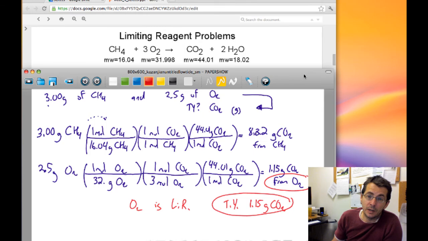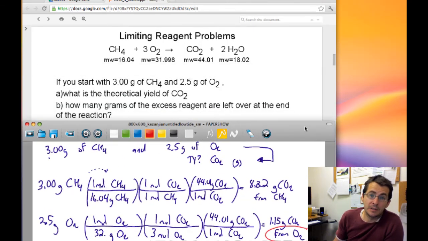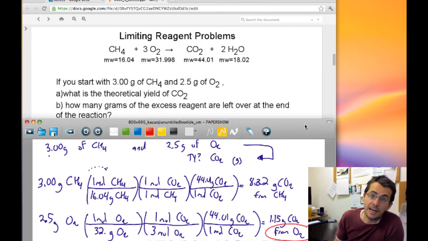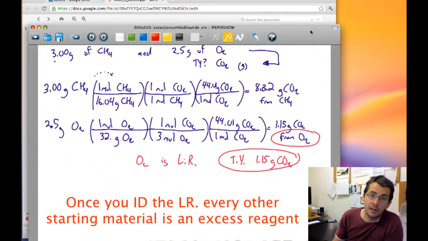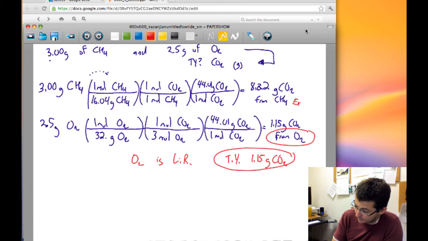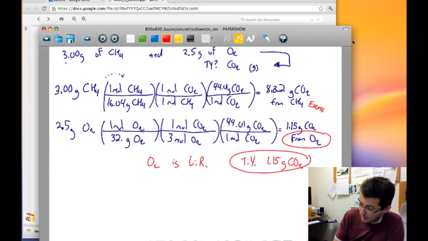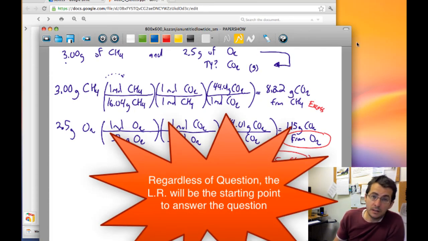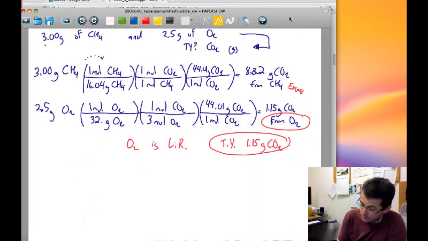Now the other half of the question asks, how many grams of excess reagent are left over at the end of the reaction? Well, the excess reagent is the CH4. So the real question is not how much is left over, but how much is consumed. And so we always start with the limiting reagent. So we start with the limiting reagent, 2.5 grams of O2, and we ask ourselves how many grams of CH4 are consumed.